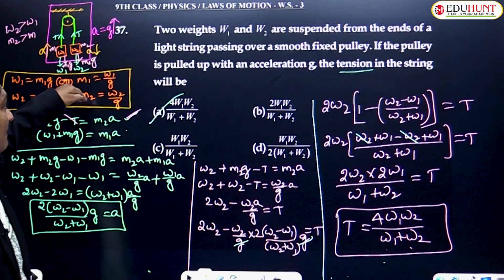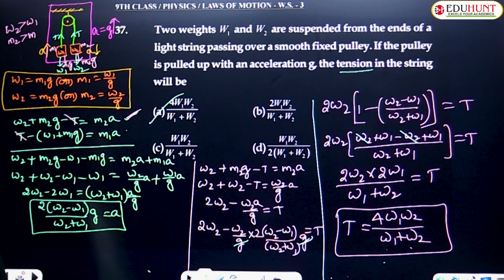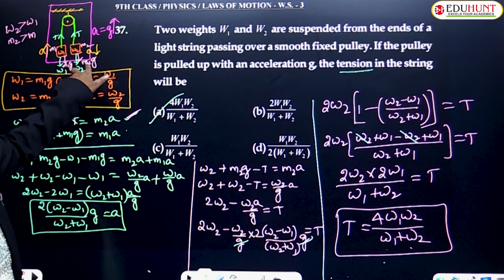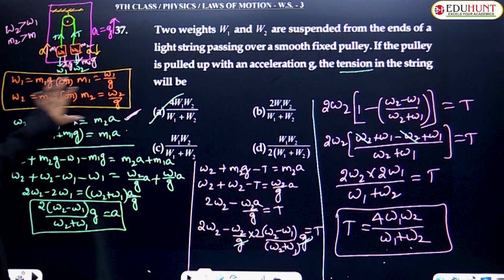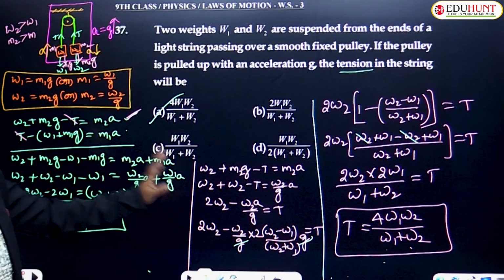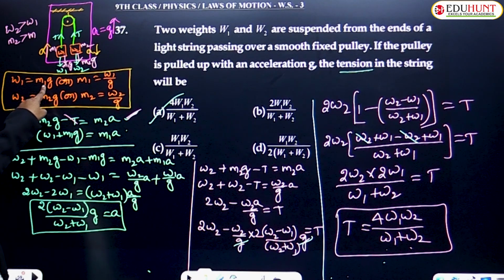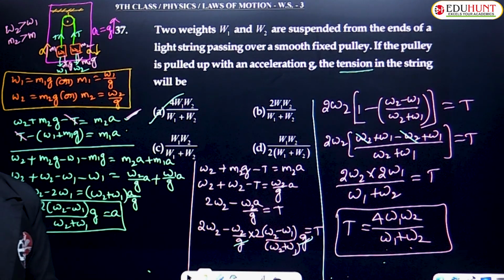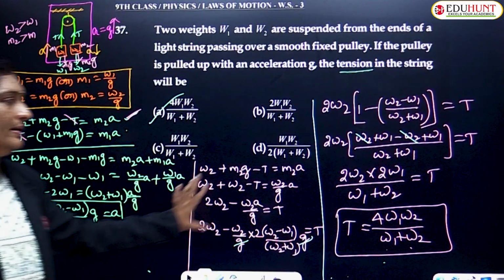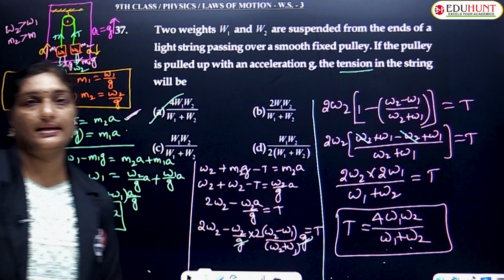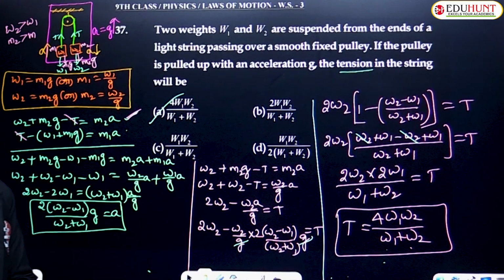Because of this, M2G is acting downwards, and for mass M1, M1G is acting downwards. So, 2 weights downwards, 1 tension upwards, 2 weights downwards, 1 tension upwards. Based on that, you need to write the relation and solve it carefully. But we know that W1 is nothing but M1G, or M1 can be written as W1 by G. Similarly for W2 and M2. So substitute carefully, simplify this, and you'll get the result: tension T equals 4W1W2 by W1 plus W2.